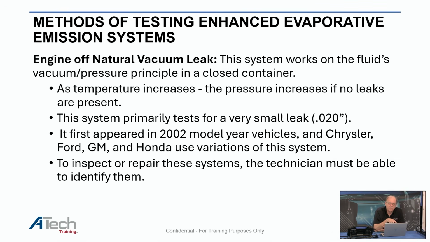The next enhanced evaporative emission system was a natural vacuum leak detection system. If you look at this system, it measures the vacuum pressure in a closed container. As the temperature increases, the pressure increases if no leaks are present in the system. If you had a leak, the pressure would not increase. The system primarily was used on the small leak system, the 0.020 inches. It first appeared in 2002 model years on Chrysler, Ford, GM, Honda, and there might be another couple of companies that started this. And they use variations of the system. Not all of them work the same.